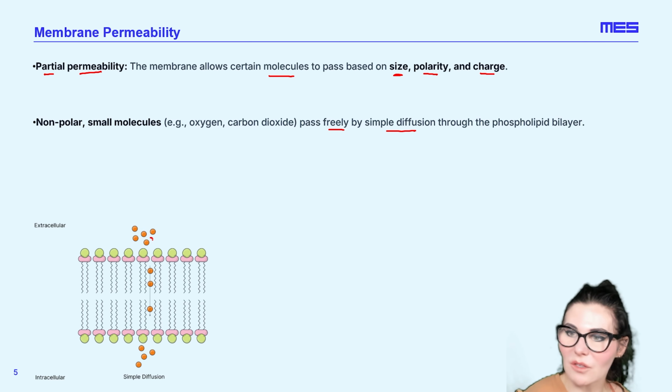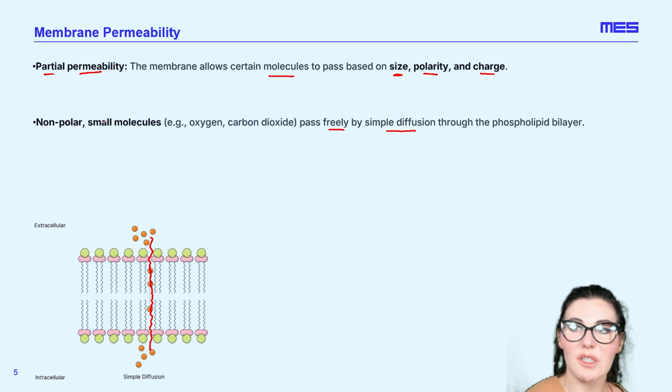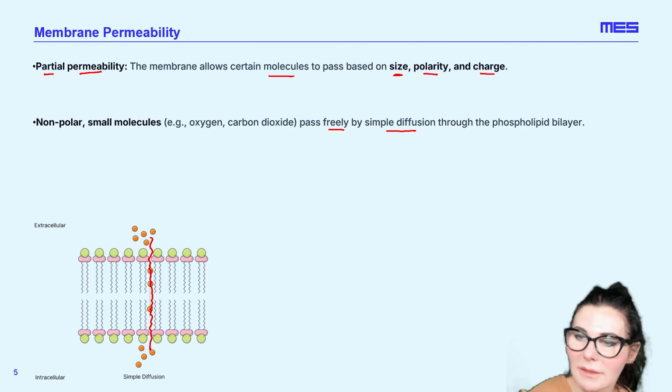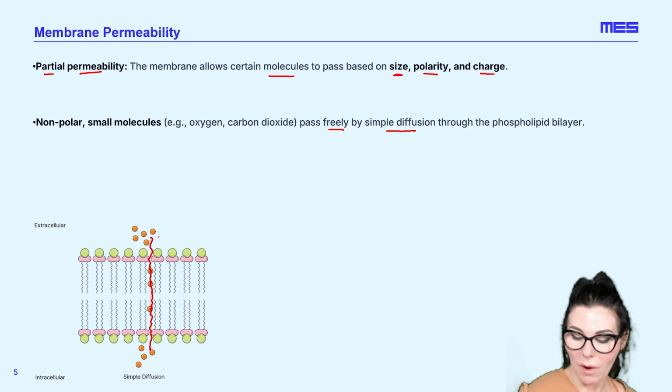So typically, these sorts of molecules would move between the phospholipid tails from one side of the membrane to the next, and because they're small, they can get through those gaps, and because they're non-polar, they're not repelled by the fatty acid tails. Molecules that are large won't generally get through those spaces, and if they're polar or they're relatively charged, they will be repelled by the phospholipid tail, so they won't pass through.